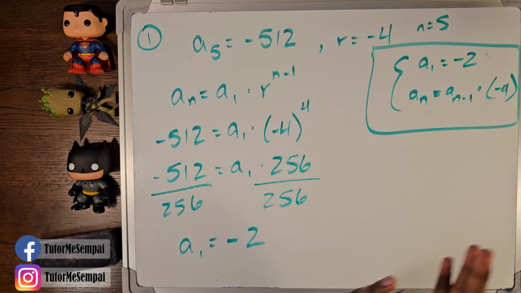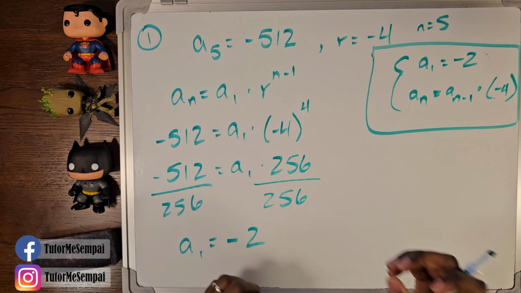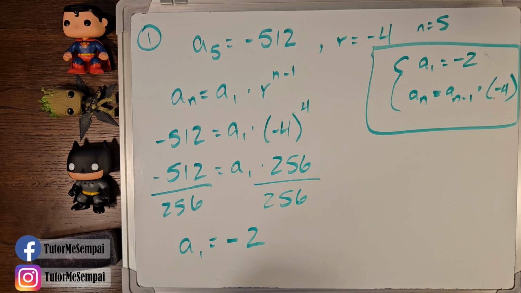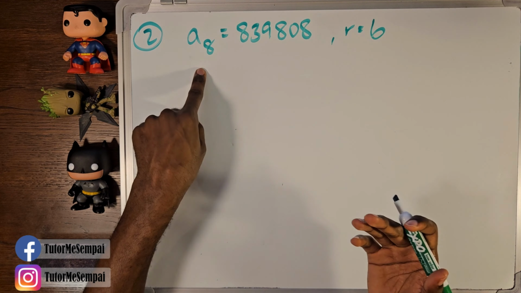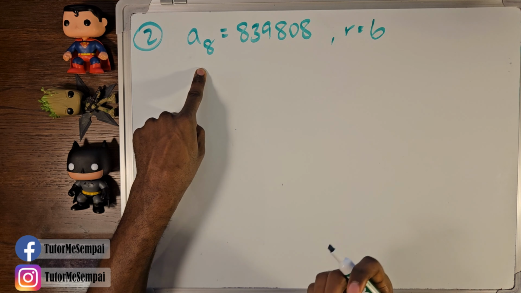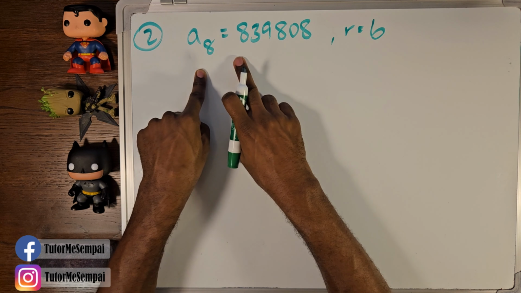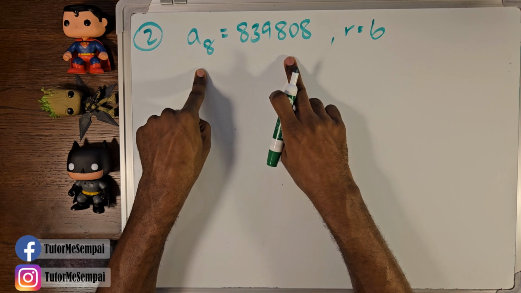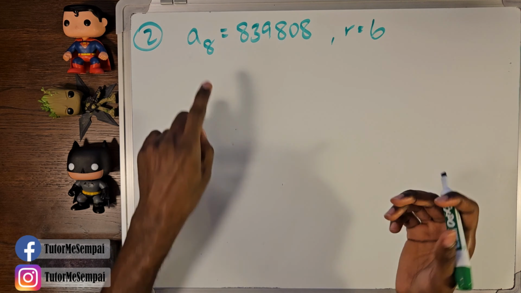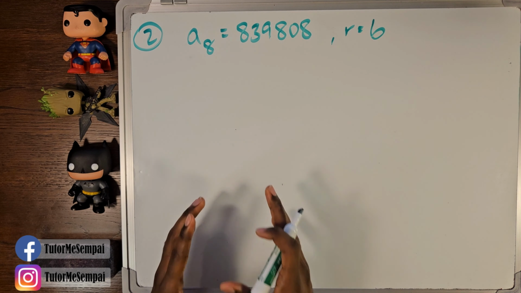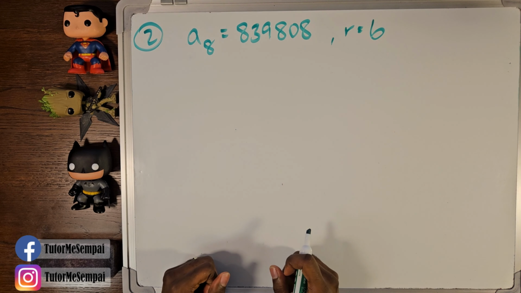But let's jump into one more example just to get a little bit more practice, drive this point home a tad bit more. In this example, we have an nth term, in this case, an 8th term of our sequence, and that's going to be 839,808, and we know our common ratio to be 6. So we want to find our recursive formula for this geometric sequence.